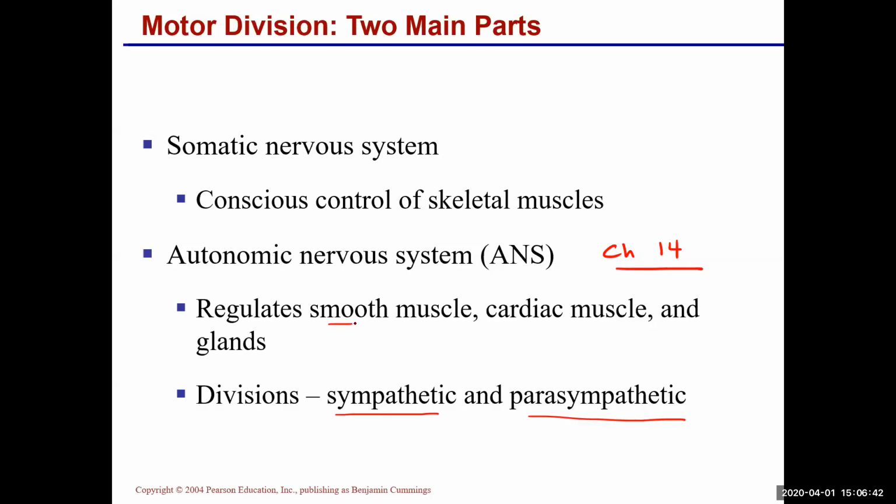In this case, what's being regulated, the effector organs, would be smooth muscles, cardiac muscles, and glands. Again, autonomic means automatic. So these are things where we don't have much regulation under our voluntary or conscious control. In other words, if you exercise, your heart rate automatically goes up, right? You won't be able to stop that when you're exercising, right?